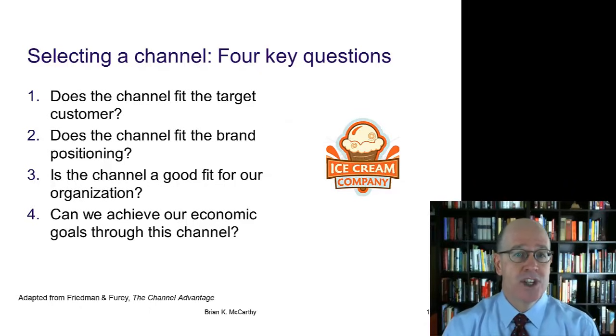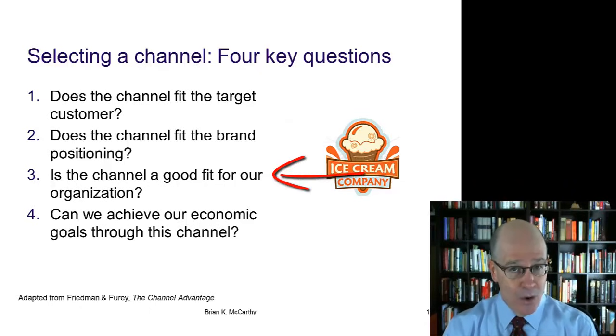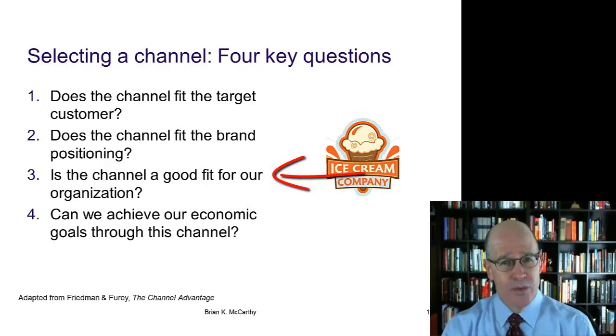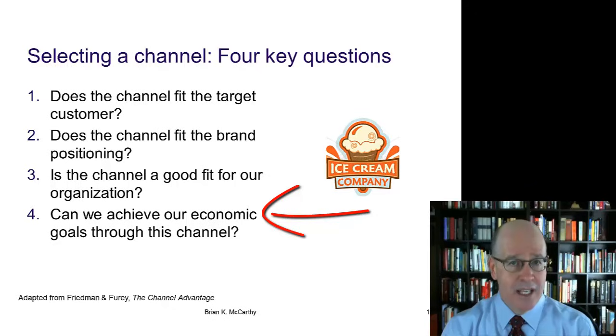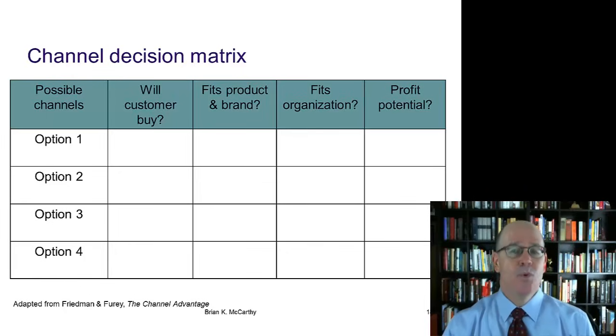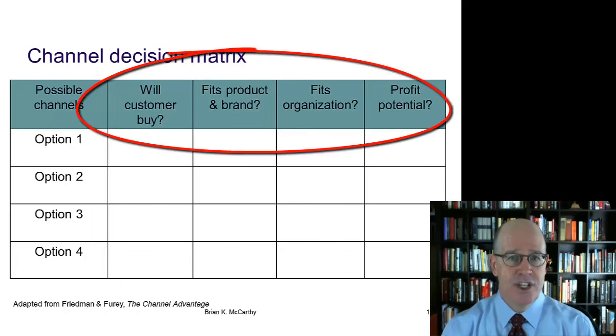Question 3, is the channel a good fit for our organization? Do we know how to work with this kind of channel? And then finally, can we achieve our economic goals for profit through this channel? What I really like about these questions and the Friedman and Fury approach is that they can become the columns in a channel decision matrix.